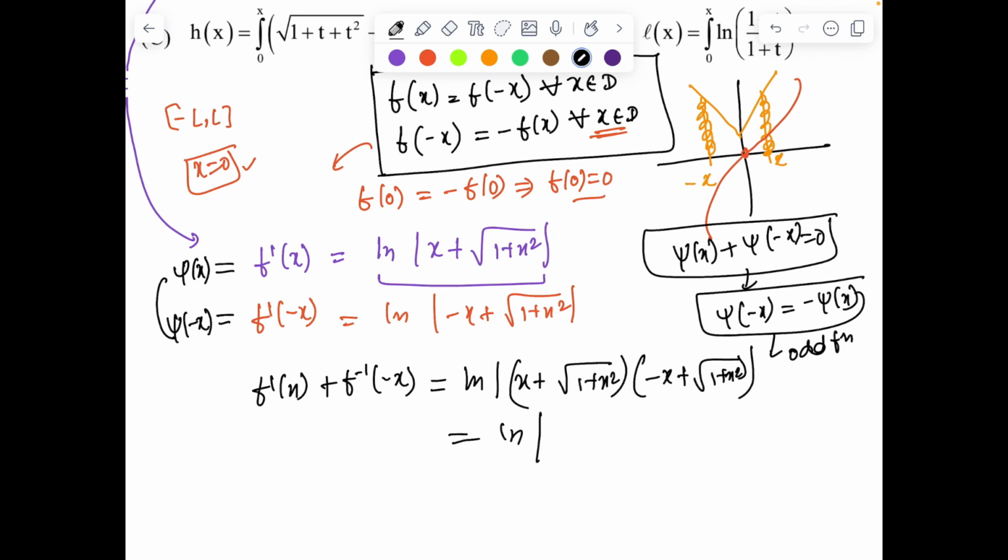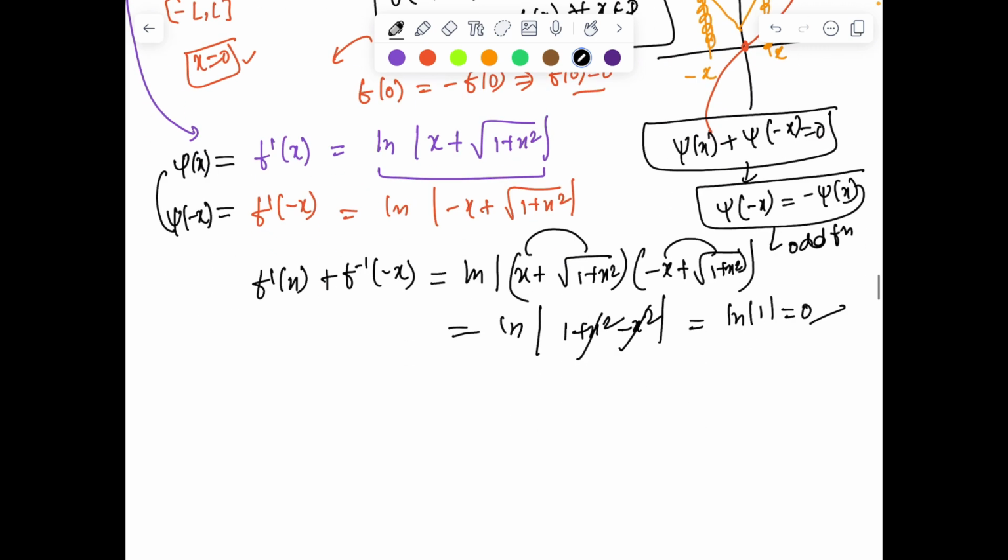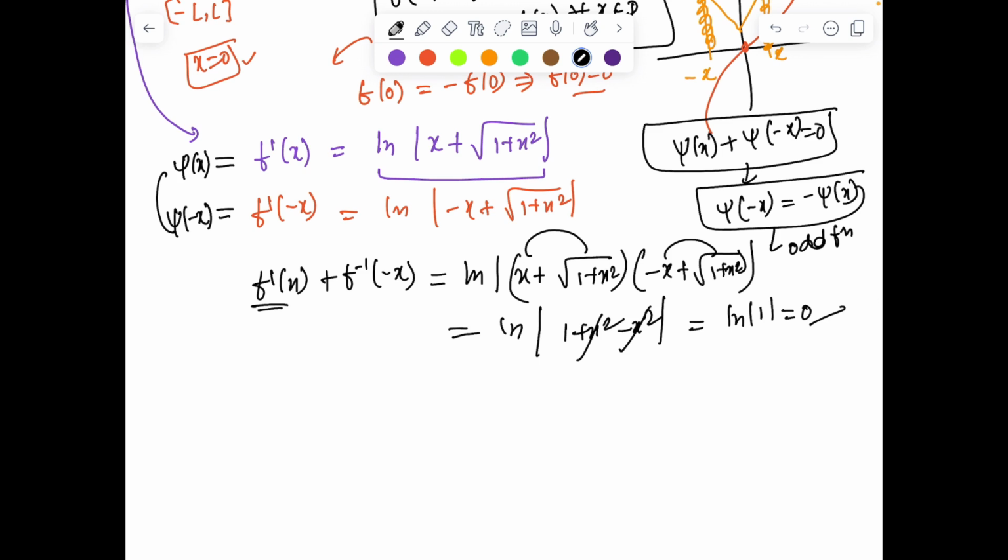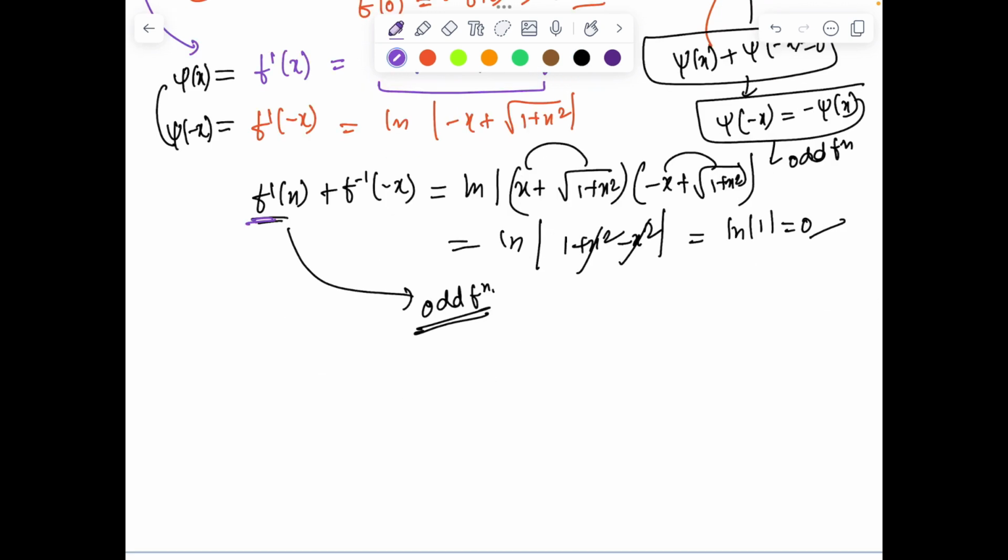And that gives ln of the modulus of 1 plus x square. You can treat this as b plus a and b minus a, minus x square. And very nicely it turns out to be log 1, which gives 0. So I can tell f dash x is an odd function. Now from here I can conclude that f dash x is an odd function.